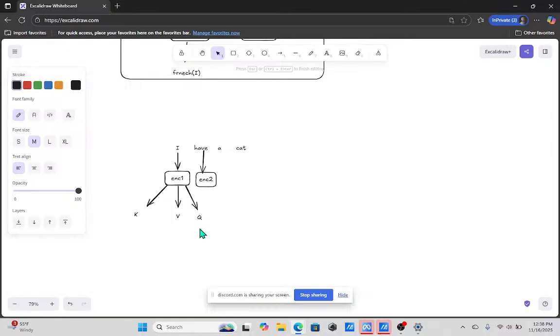The query is basically asking, what am I related to? Like, what relates to me? The key is, I relate to blah, blah, blah. And the value is, I am. Basically, this is my actual meaning. I am something. This is my definition. So for instance, like a cat, you could say, a cat is an animal with 4 legs, and that would be the value. What do I relate to?